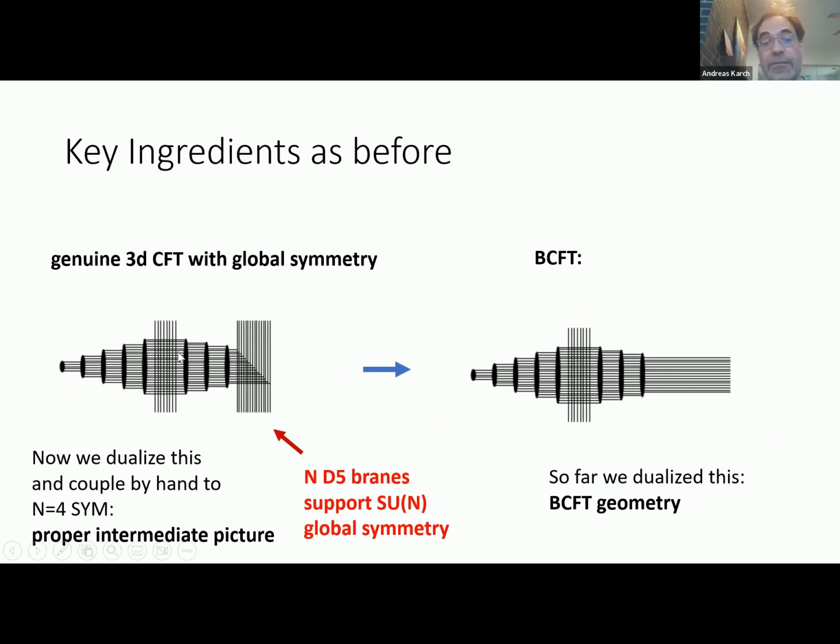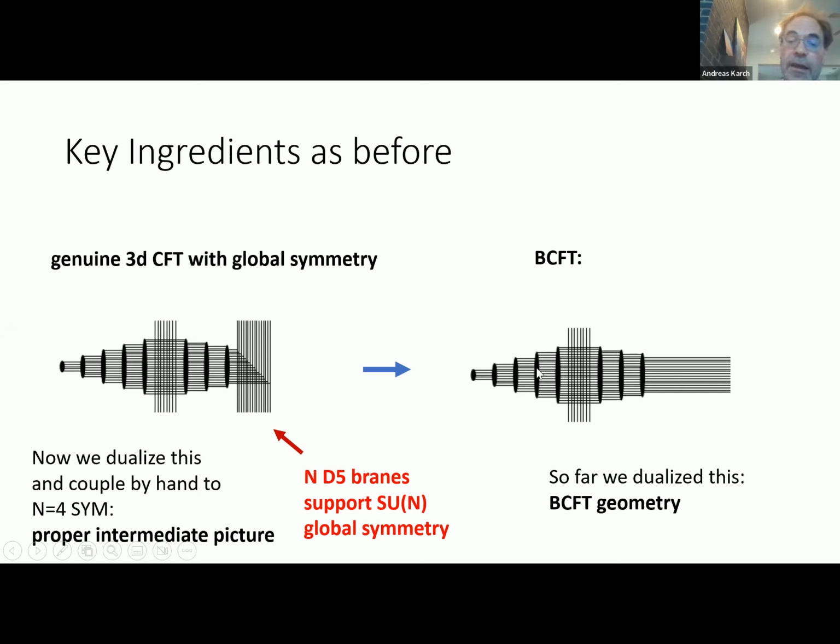I know exactly what this 3D CFT alone looks like in terms of brane pictures. Again, I take the same brane setup that I use for the full BCFT, but I introduce extra D5 branes, ND5 branes, on which these D3 branes can end. This way you get a brane picture for the 3D CFT without coupling it to N=4 Yang-Mills. I want to dualize this. And after I use holography for the 3D CFT, by hand, we couple it to the N=4 gauge fields. This way, we'll define a proper intermediate picture.